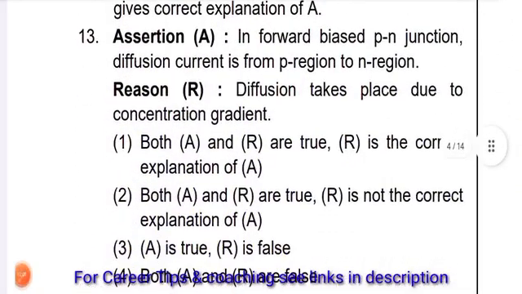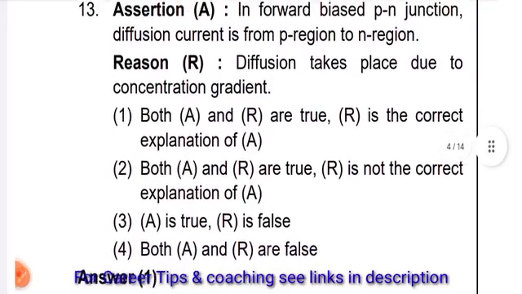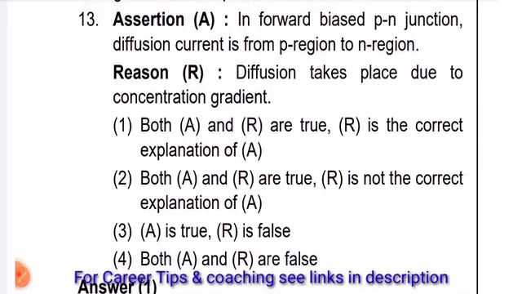And if you see the next assertion, in the forward bias PN junction, the diffusion current is from P to N region, and the reason is the diffusion takes place due to the concentration gradient. So yes, here both assertion and reason are true, and the reason is the correct explanation of it.